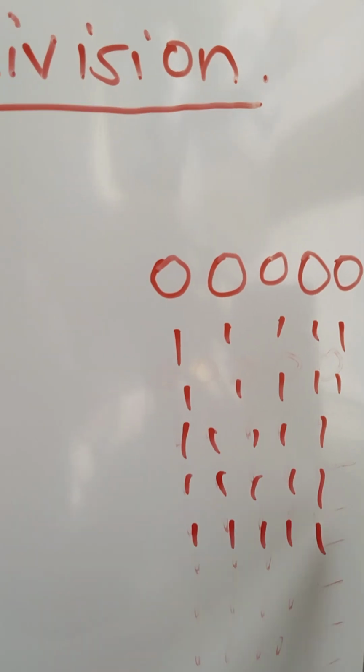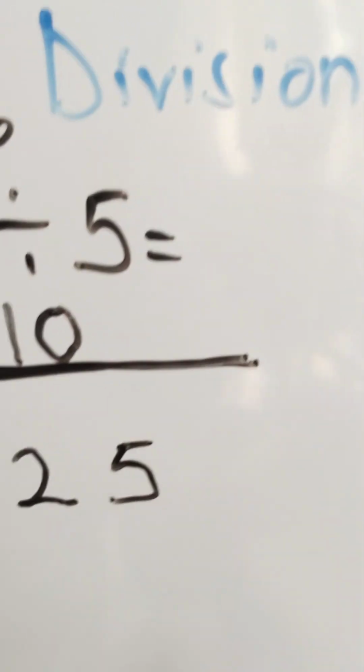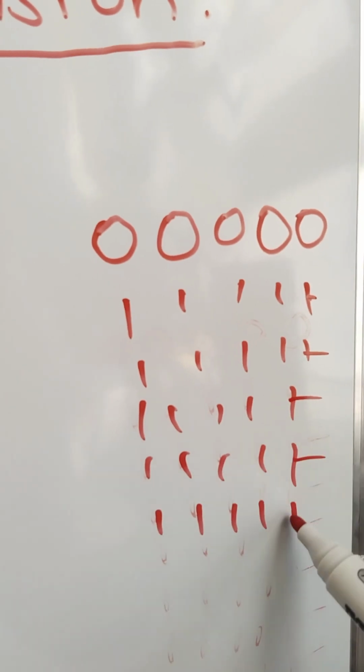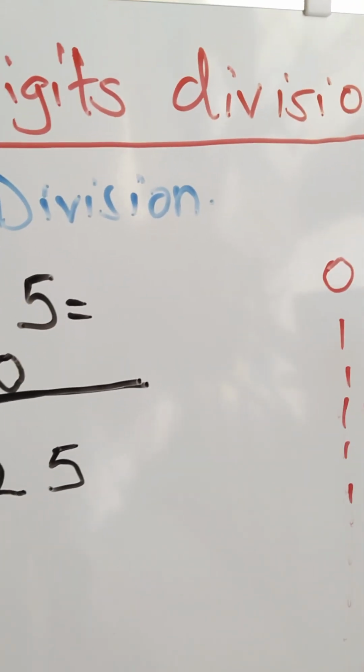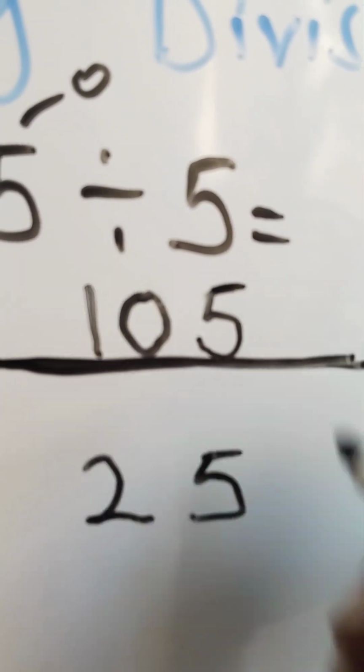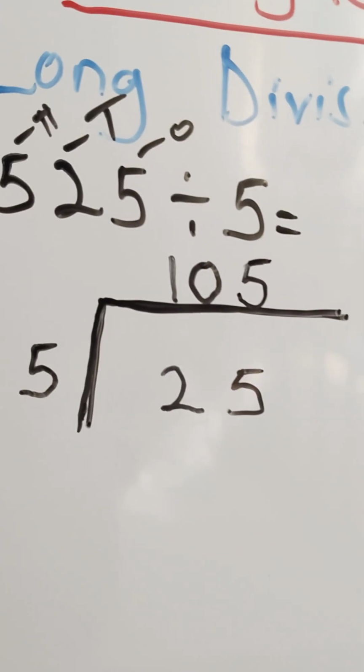So if there are 25 balls, like they've told us, how many did each get? We say 1, 2, 3, 4, 5. So we don't see any remaining. Our answer is 5, so we put our answer as 5.